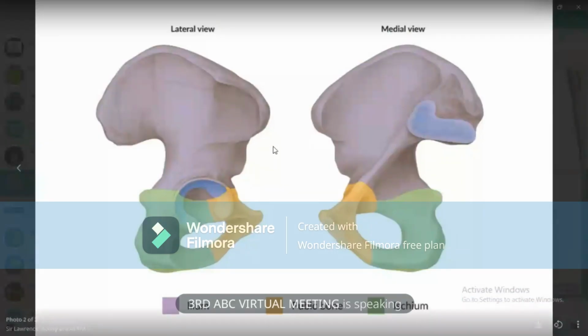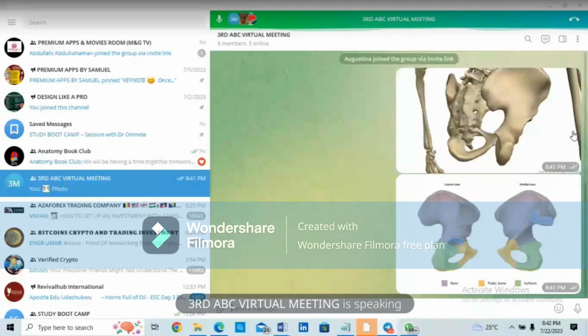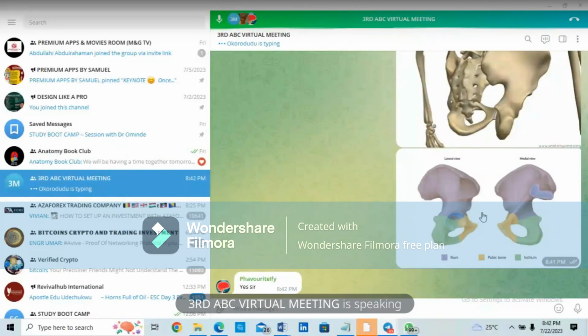So this is the hip bone. I don't know if you guys can still see my screen. I'd like to know if you can still see my screen. Just please write me down in the chat box. Alright, perfect. Thank you very much.